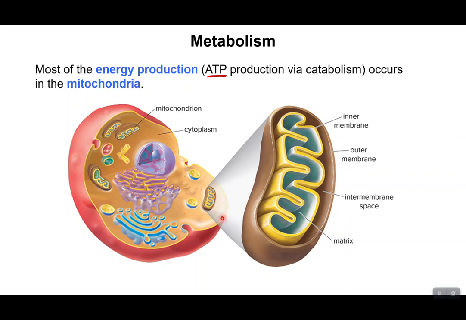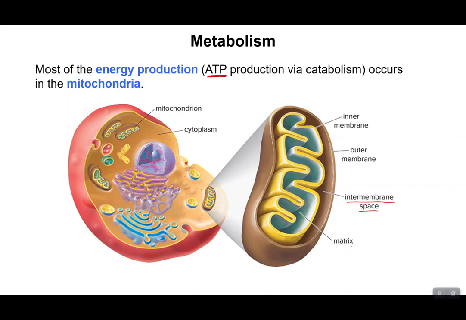If we zoom into the mitochondria, we see that it has two membranes. It has an outer membrane, shown here in brown, and an inner membrane, shown here in yellow. Then there is a space in between the inner membrane and the outer membrane called the intermembrane space. This space is going to be very important in the production of ATP, and we will look at that in much more detail in a separate video.